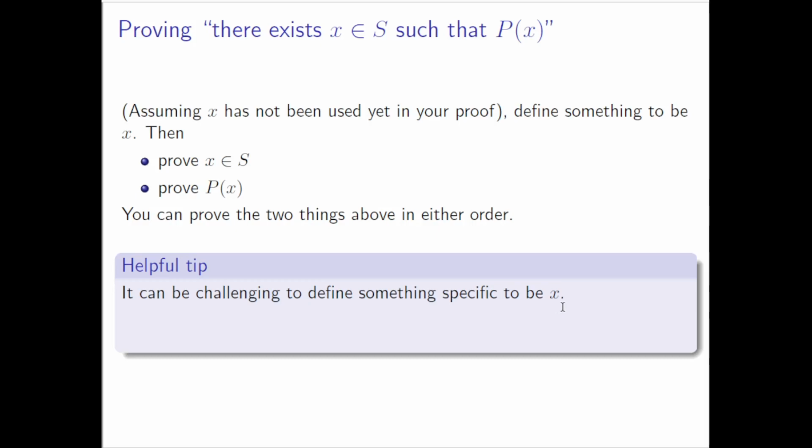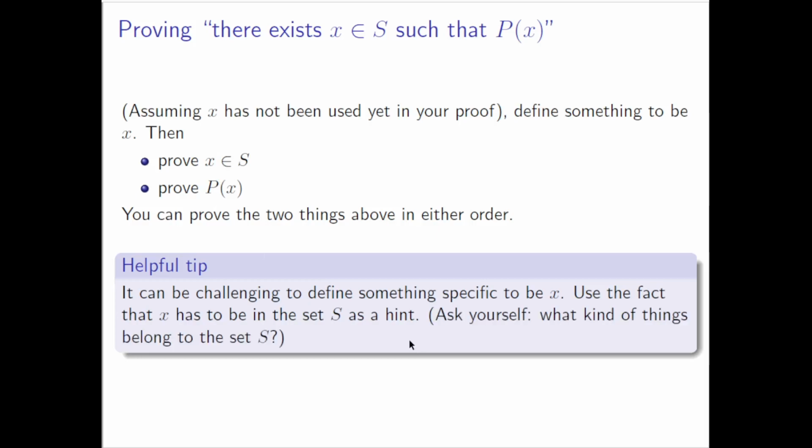It's easy for me to say that the only thing that's true to say is that it's problem specific. That's true, but then it doesn't feel very useful. So a real helpful tip is this: you have to define X to be something specific, sure, but then use the fact that X is going to have to be in the set S as a hint. What that means is you need to ask yourself, what kind of things belong to the set S anyway? Maybe S is a set of integers. So if you're proving there exists X in the set of integers, then right away you know you have to define X to be an integer. Then you want to look amongst all the integers you've already established in your problem, or maybe you just have to pick an integer outright.